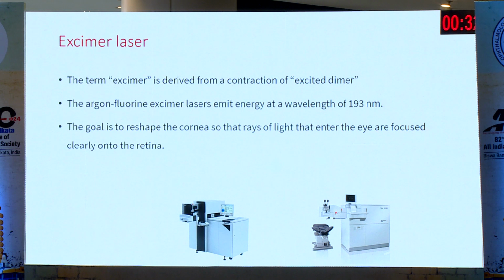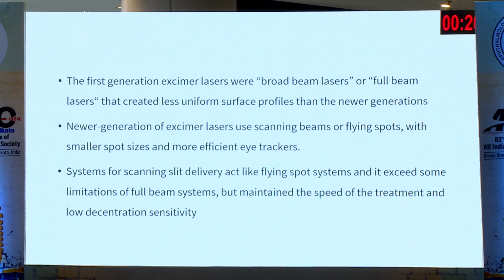The term excimer is derived from the contraction of the words excited dimer, in which argon and fluorine gases are used. And the goal is to reshape the cornea so that rays of light entering the eye focus at the correct point of the retina. The first generation excimers were broad beam lasers, but now we are using flying spot lasers, which are faster. They have better iris recognition, so the astigmatism correction is very good in these flying spot laser systems.